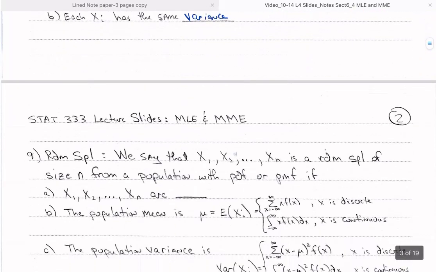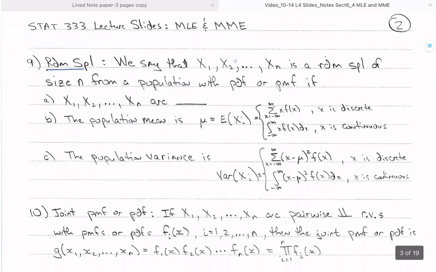Okay. Now, as I said before, random sample, and that's what this abbreviation stands for, in case you don't remember or in case you're visiting. So we say that x1, x2, up to xn is a random sample of size n, because there's n of them, from a population with a PDF or a PMF, the same PDF or PMF, if x1, x2, xn are independent.